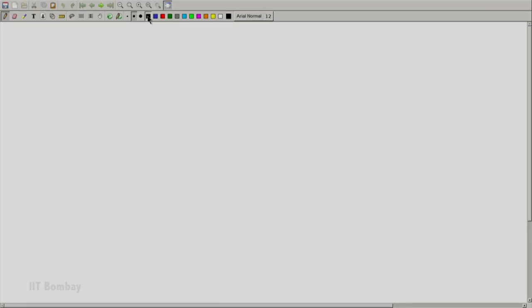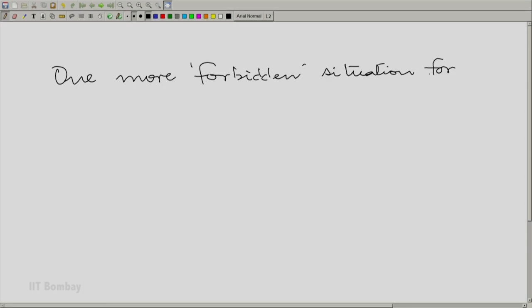Now, I had pointed to one situation the last time, when you have an infinite number of maxima and minima in the period. There is one more situation which forbids Fourier decomposition, which I would now like to explain. So, let us take one more forbidden situation for Fourier decomposition. I would best explain it with an example.